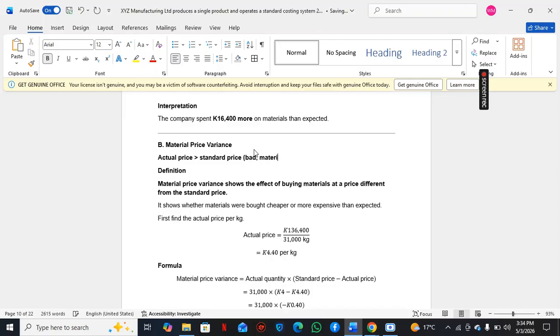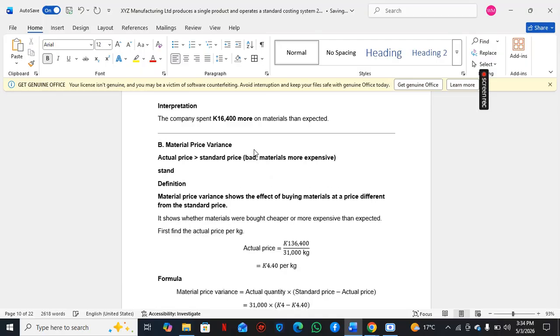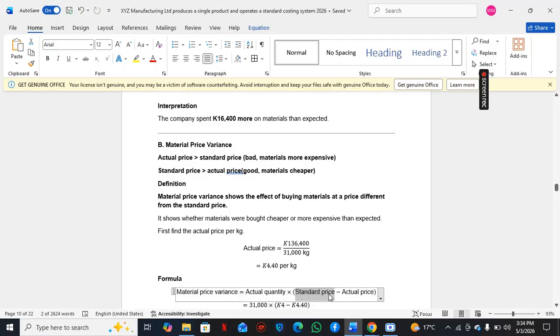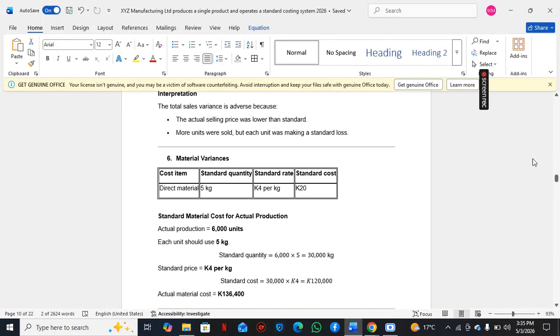Then if the standard price of materials is greater than the actual price of materials, then the materials were cheap, we did good. We already have the standard price for the materials. It's 4 kwacha per kg in our standard cost card here.